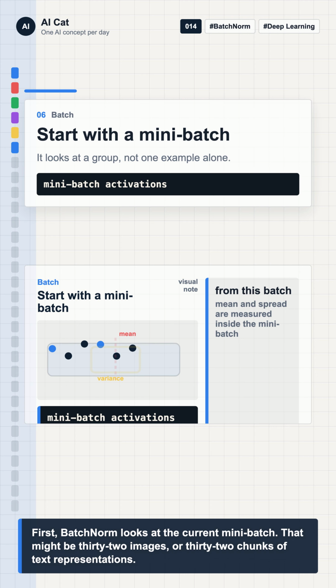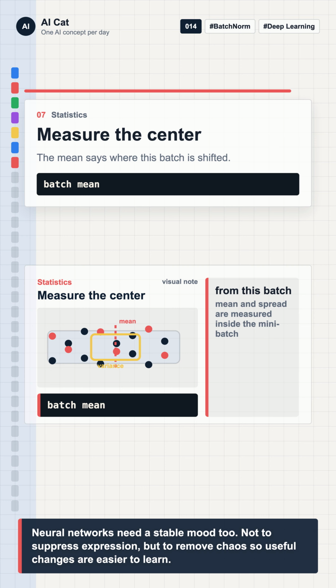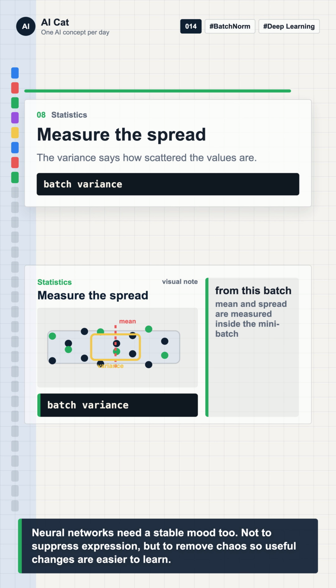First, batch norm looks at the current mini batch. That might be 32 images or 32 chunks of text representations. It computes the average level of the activations in that batch. Are they mostly high, mostly low, or roughly centered? Then it estimates how spread out those activations are. A large spread means the values are scattered. A small spread means they are squeezed together.